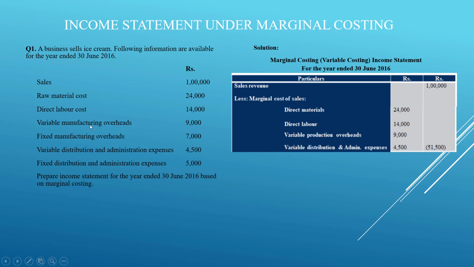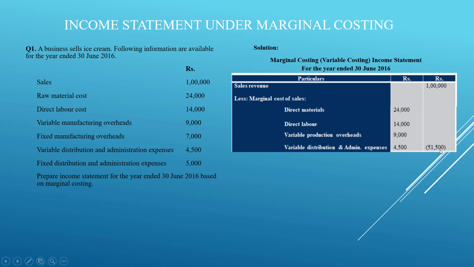So we got all this. Other than that, we are left with only the fixed manufacturing overhead and fixed distribution and administrative expenses, right? So this will be a part of fixed cost. It will not be variable. All the variable cost we have already taken. Now after adding all this amount, you are getting the total here, 51,500.